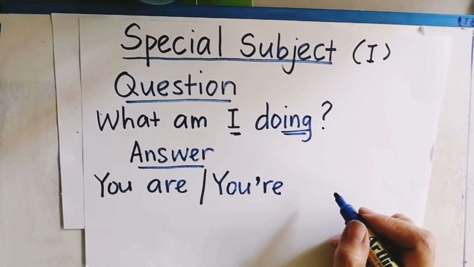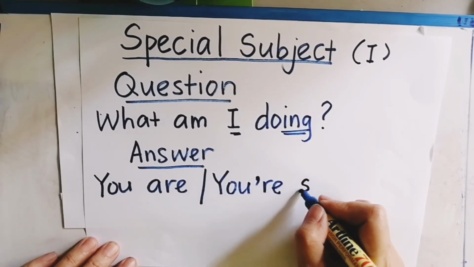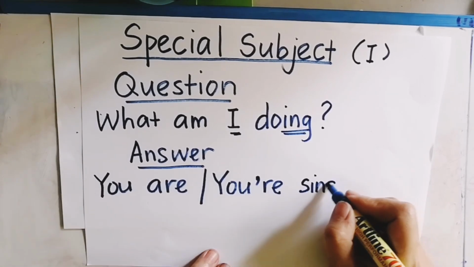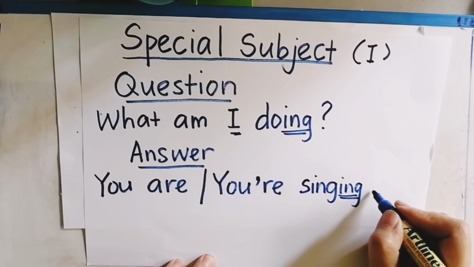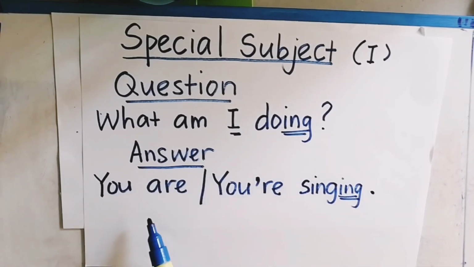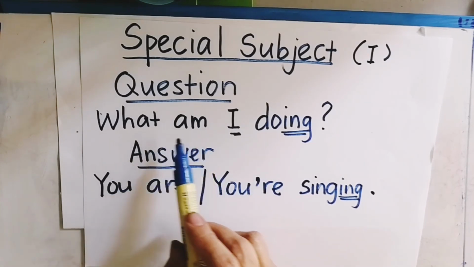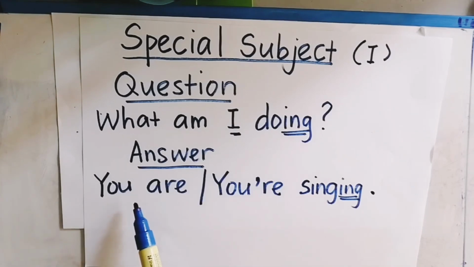Then the verb with ing, example, sing, plus ing becomes singing. And don't forget the full stop. You are or you're singing. Awak sedang menyanyi. Question, what am I doing? Answer, you are or you're singing.